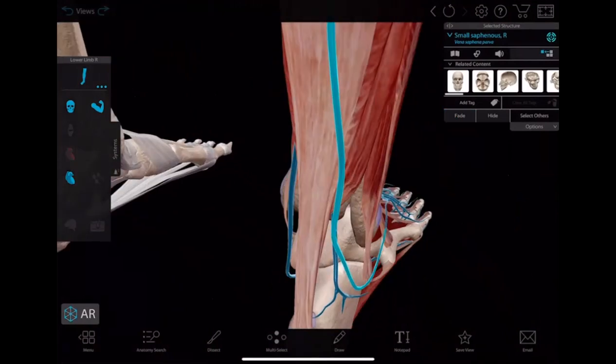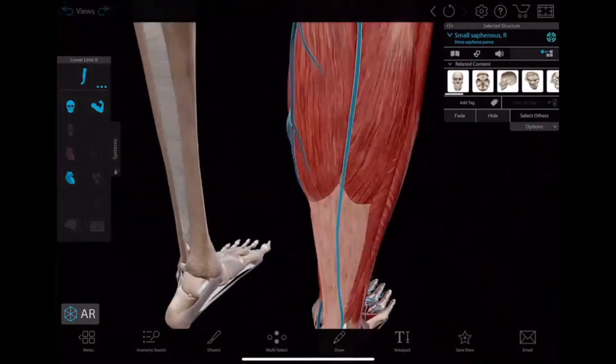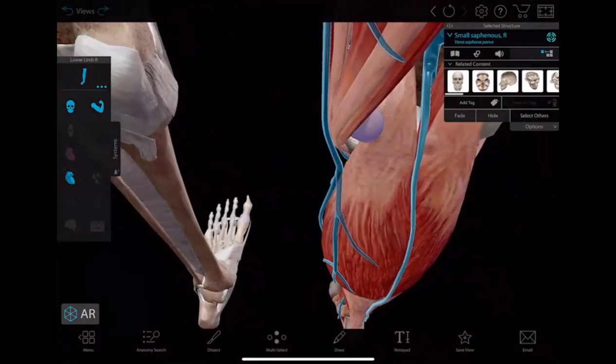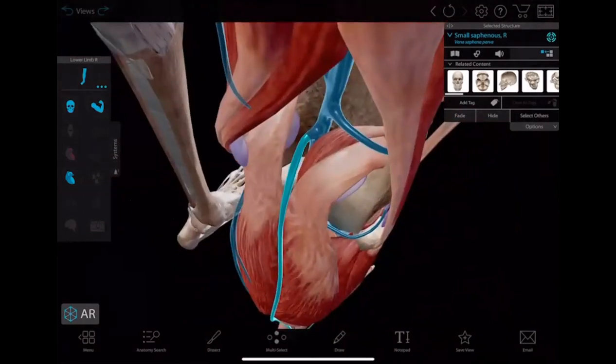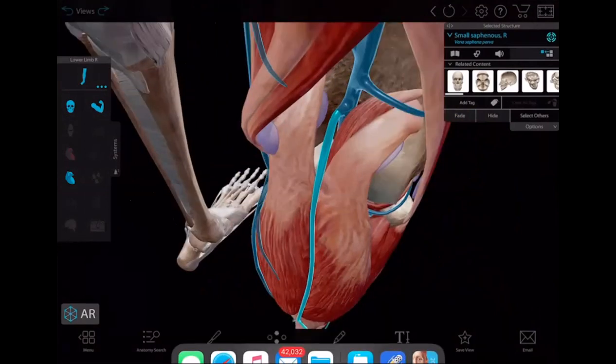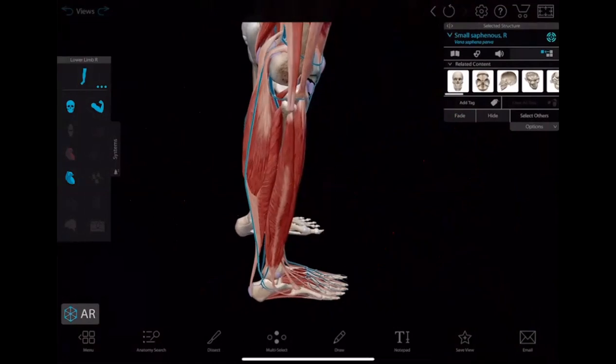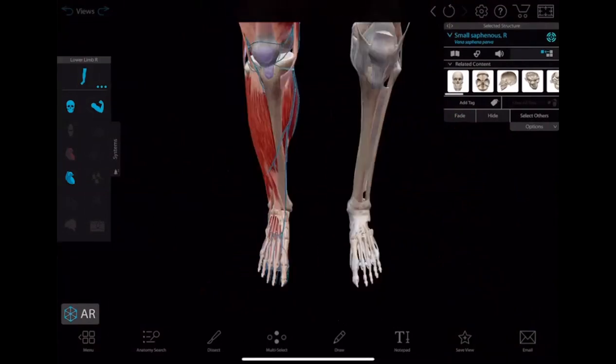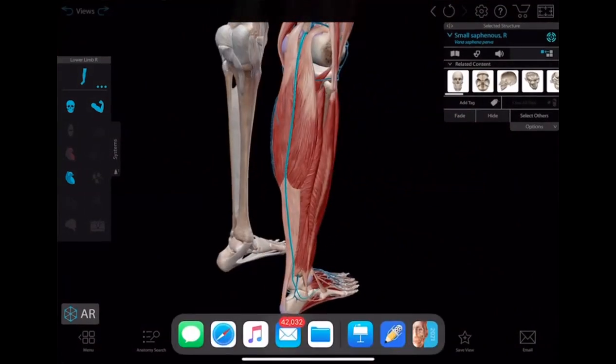It runs upwards and empties into the popliteal vein, right? So that is the small saphenous vein, whereas on the medial side there is the great saphenous vein, right?